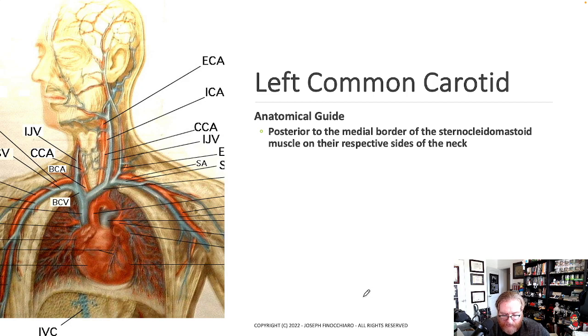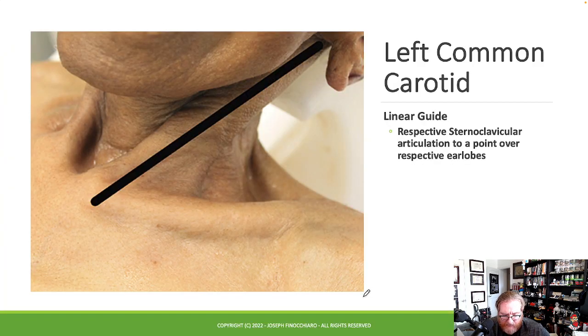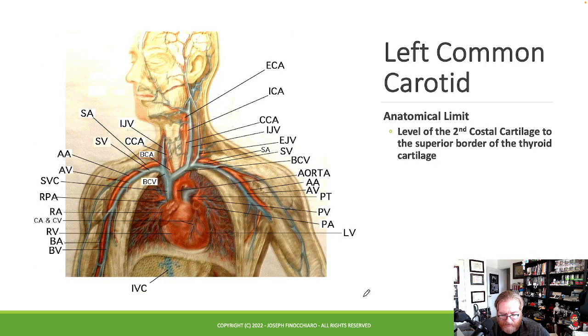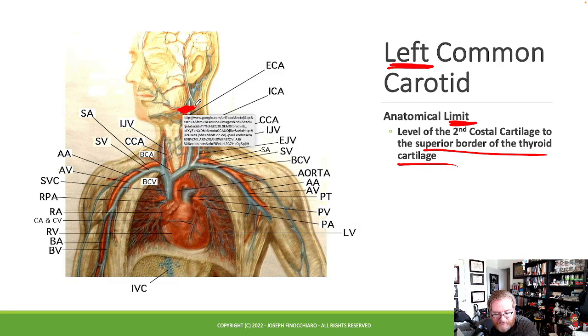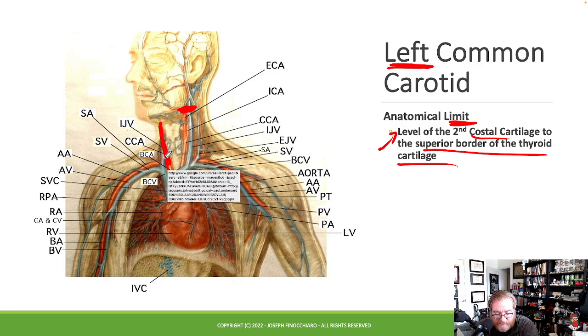The left common carotid, the anatomical guide is the same. The linear guide is the same. But with the left, it is the level of the costal cartilage to the superior border of the thyroid cartilage. Where it terminates is the same, the superior border of the thyroid cartilage. That doesn't change. The only thing that changes is where it starts, the costal cartilage, because instead of starting up here, okay, do you see that?